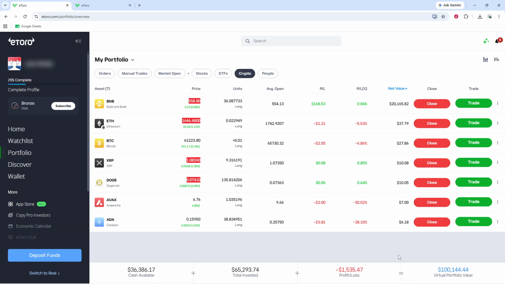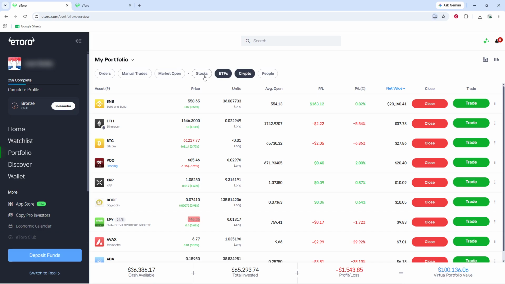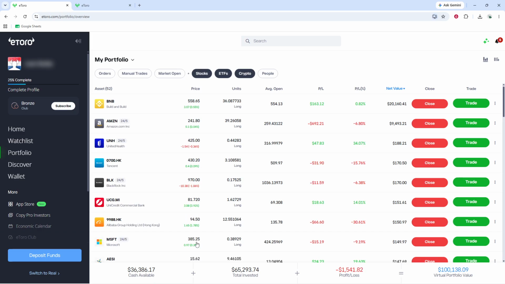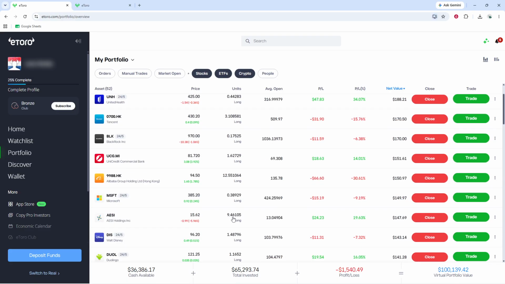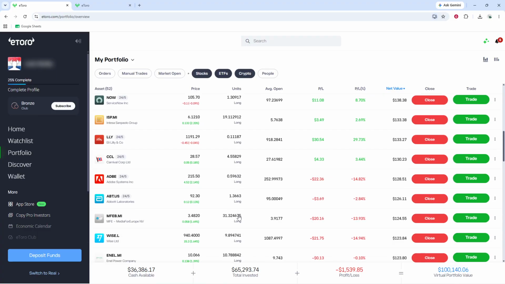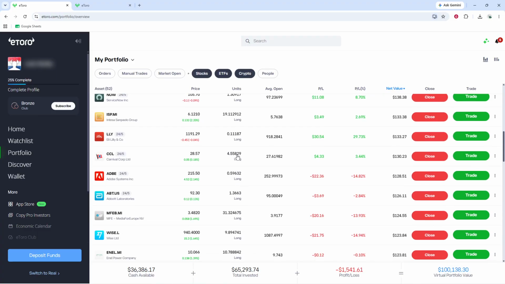Next, look at the price column. This shows the current market price of each asset right now. It's useful because it tells you what that stock, ETF, or cryptocurrency is currently trading at in the market. Right beside that, check the units column. This tells you how many shares, coins, or units you own for each position. In other words, it shows the size of your investment in that specific asset.